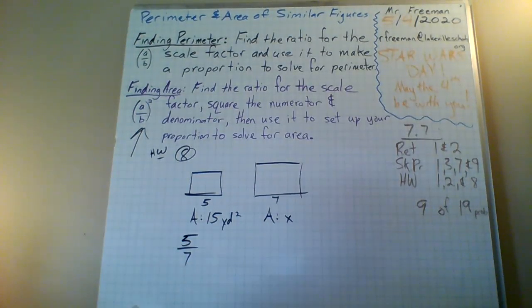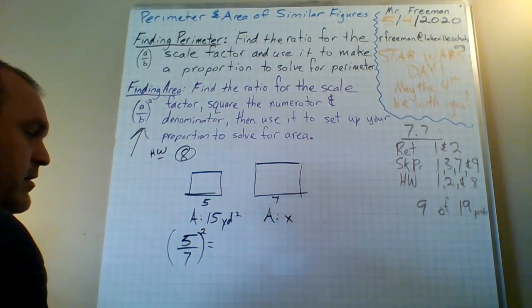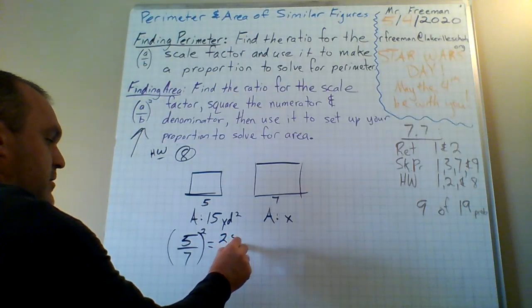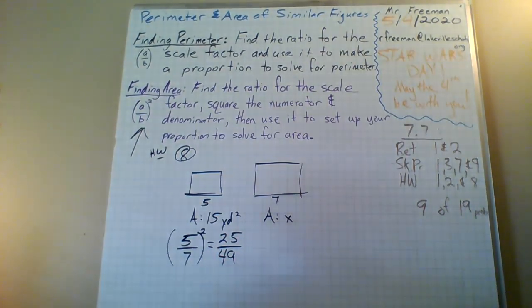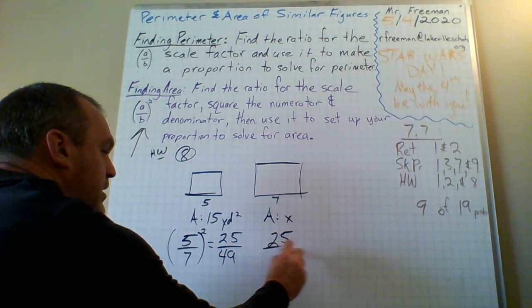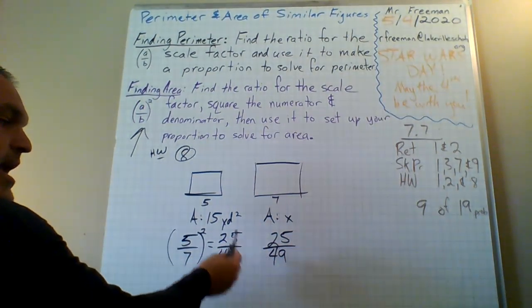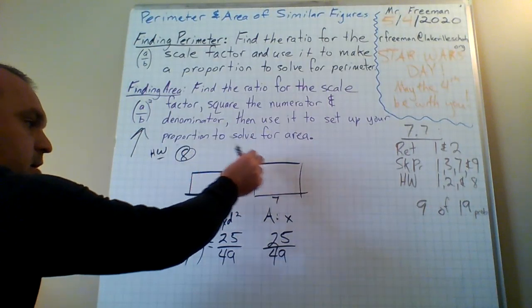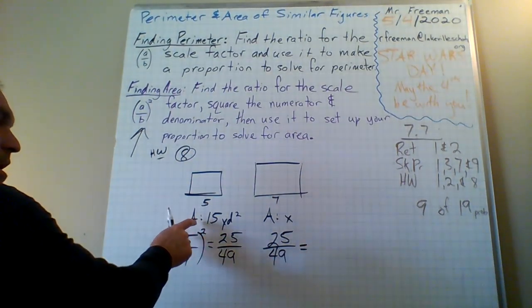But this is area, so we can't be done, remember. We have to take this and square it. So 5 squared is 25. 7 squared is 49. And that is the proportion that we'll have to use to find this. So we can now set up our proportion where we use 25 is to 49. 25 is smaller than 49, which must mean we're going from the smaller rectangle to the larger rectangle. So the smaller rectangle's area is 15.